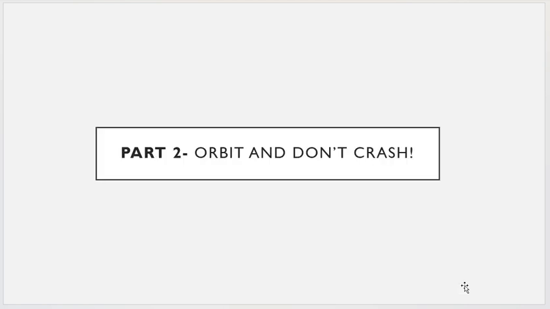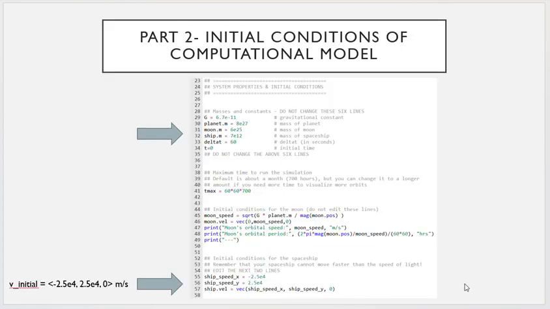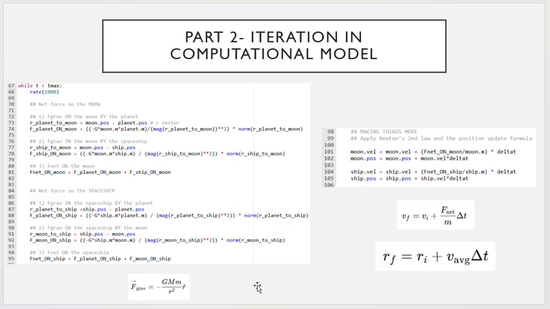Now moving on to part 2 of the lab, where we must put the spaceship into a figure-8 orbit without crashing. First, we set up our initial conditions, which are the given mass of the planet, moon, and ship, and then we need to set up an initial velocity for a spaceship so it moves in an orbit around both the planet and the moon. So next we create an iterative loop.